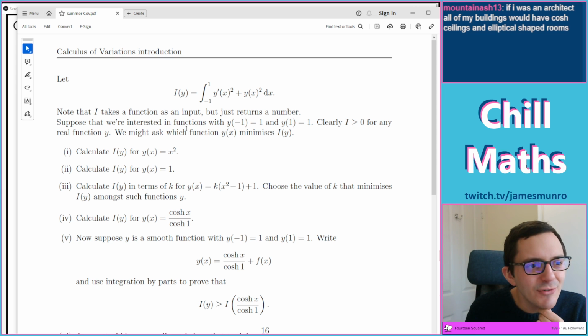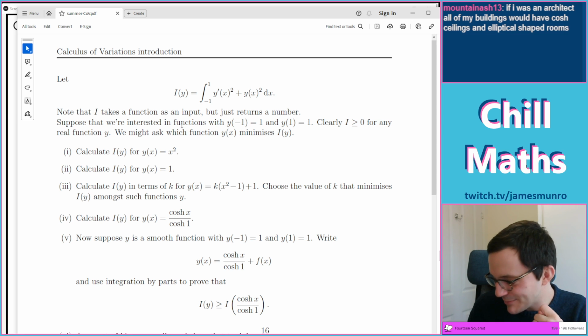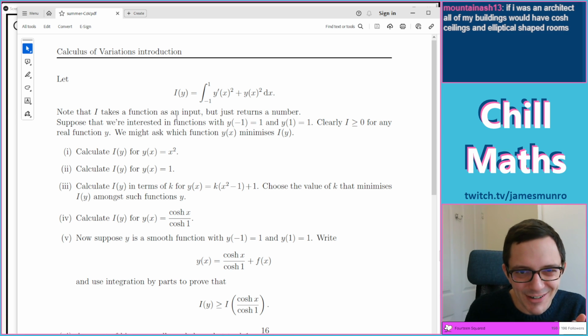If I were an architect, all my buildings would have cosh ceilings and elliptical shaped rooms. Oh, like the St Paul's Cathedral thing, right? So that's what you're referring to. People can look it up. St Paul's Cathedral has got, I think, elliptical shaped gallery or something.